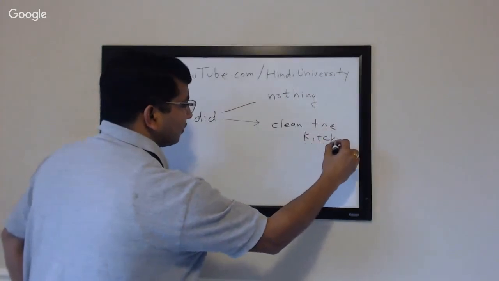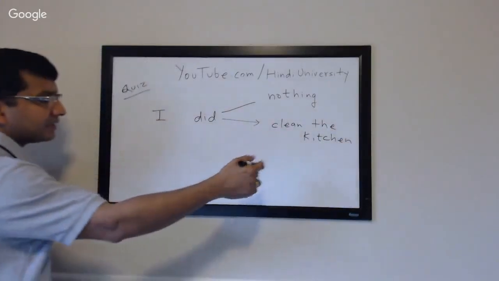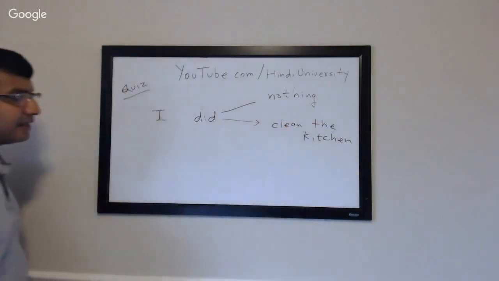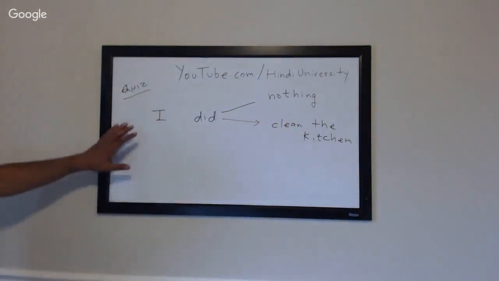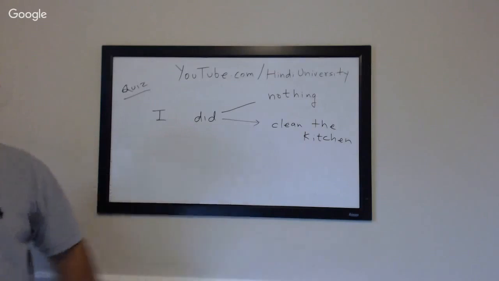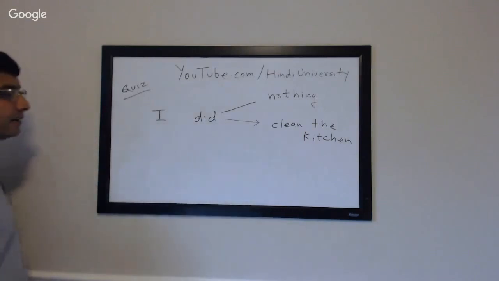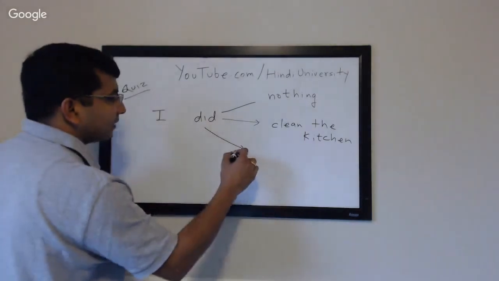So basically, you will not say it like that in English. You will say I cleaned. You will just put D, right? I cleaned the kitchen. But you see what I'm saying: I did clean the kitchen, and then I did.